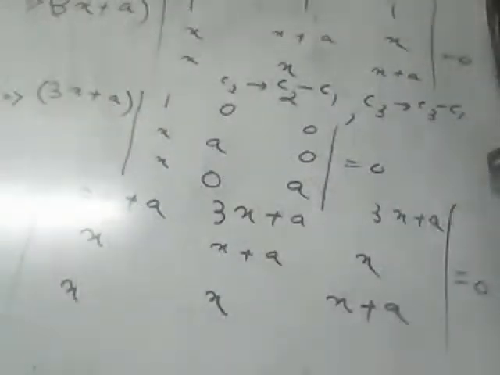Second column: 1 minus 1, it is 0. x plus a minus x, it is a. x minus x, it is 0. Then 1 minus 1, it is 0. x minus x, it is 0. x plus a minus x, it is a. Now equal to 0. Then expand and get your result.